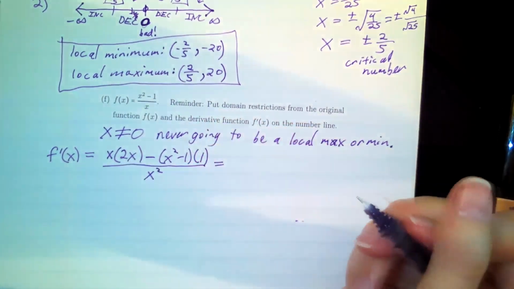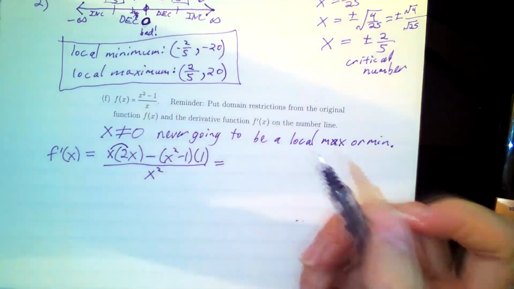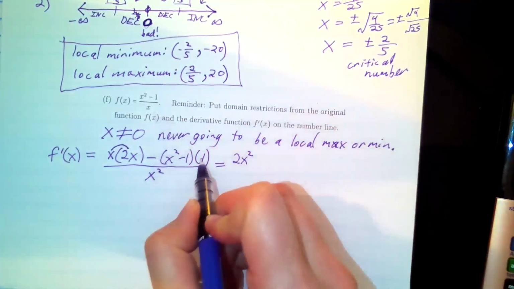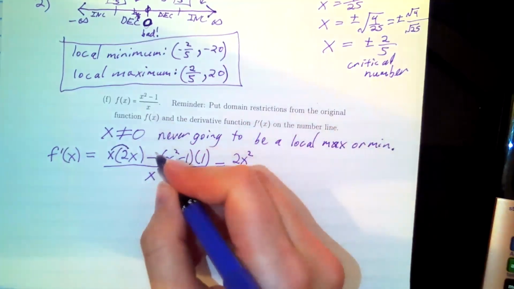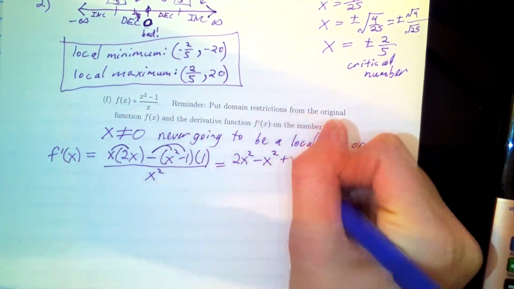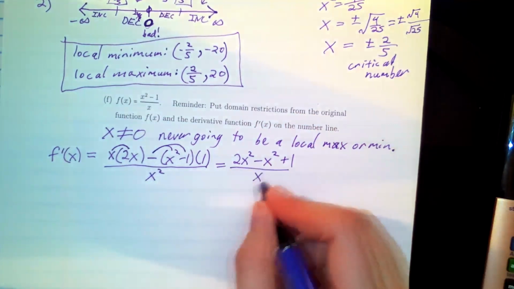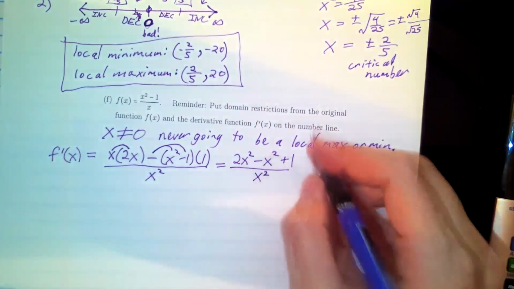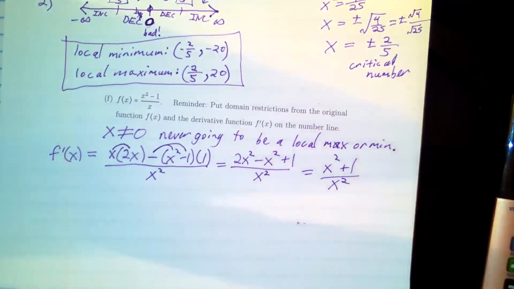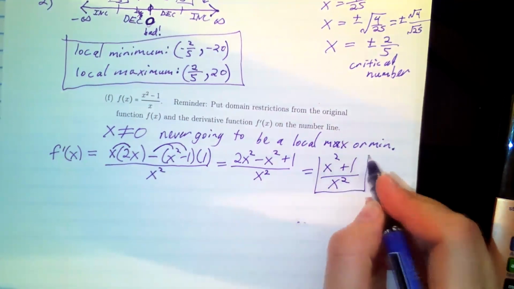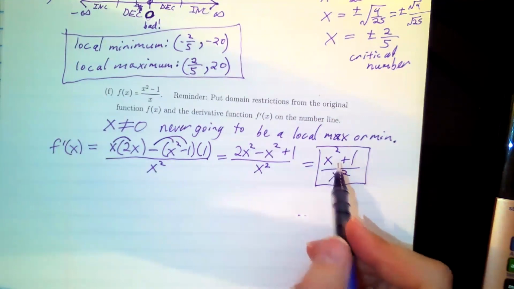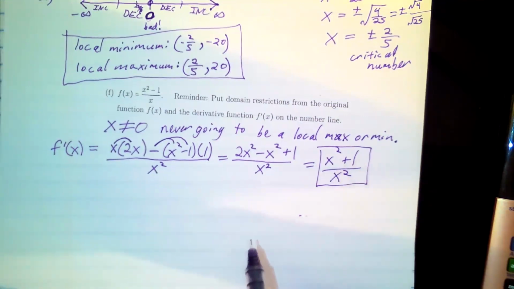We do have to simplify this. We have 2x times x there, which is 2x squared. And then I have, this is multiplied by 1, so nothing happens from that direction, but I gotta distribute the minus sign here. This will be minus x squared plus 1. Combine like terms, 2x squared minus x squared is x squared. So we get, this is my simplified derivative. Looks nice. And I'm supposed to be setting that equal to 0 and solving for critical numbers.